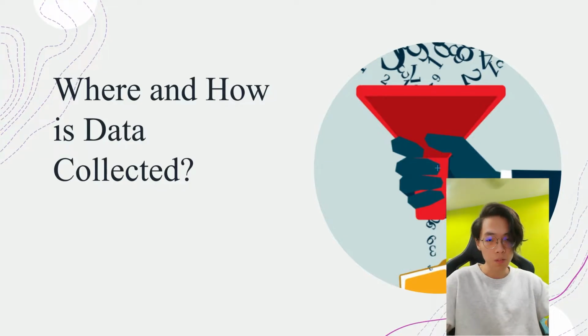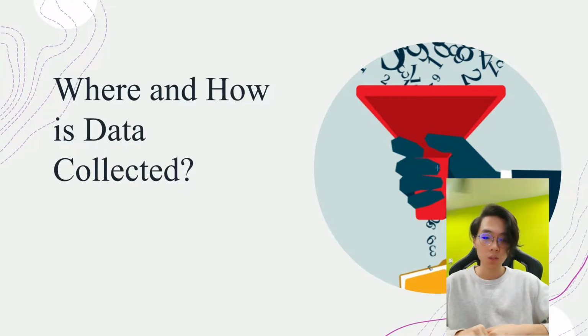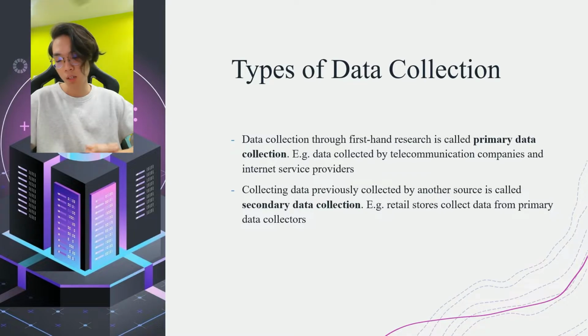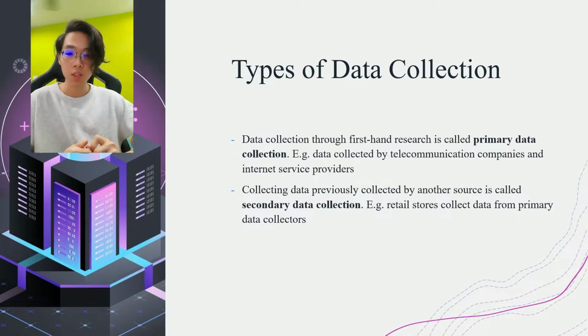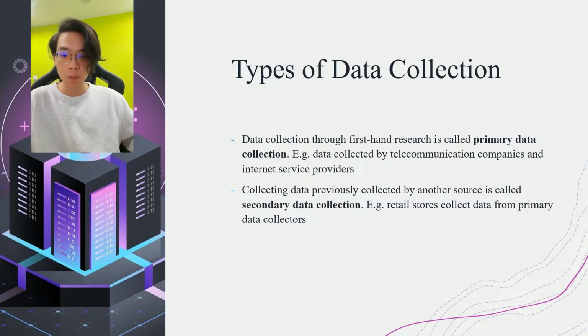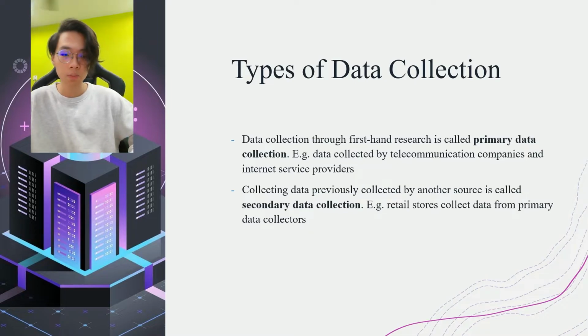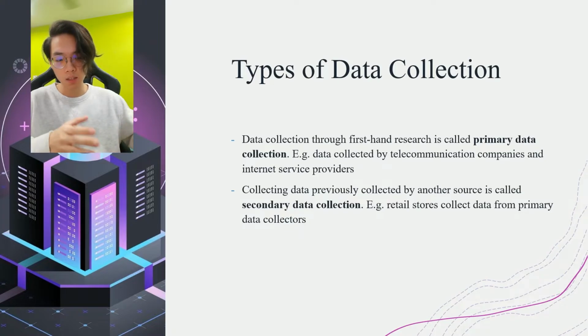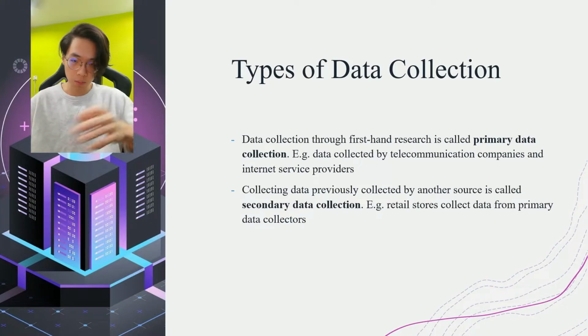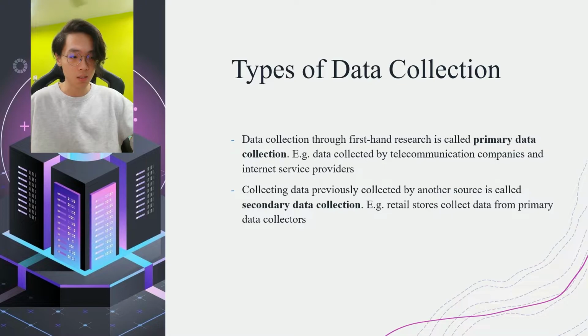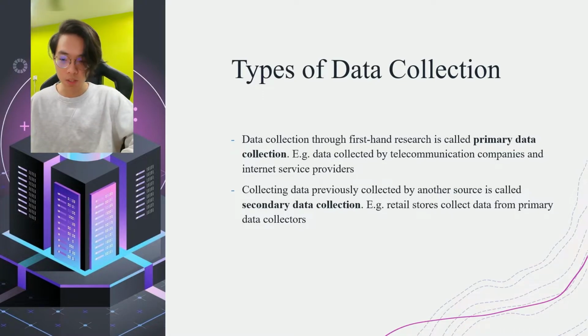So let's talk about where and how data is collected. There are two main types of data collection. One is primary data collection, the other one is secondary data collection. Primary data collection is a collection of raw data done by researchers such as ISPs or telco companies, and also social media. And secondary data collection is collecting data that has already been collected by another source. So essentially collecting data from a primary source.